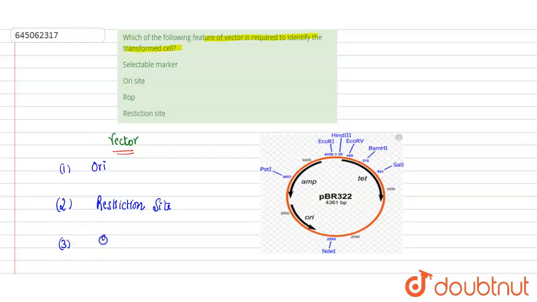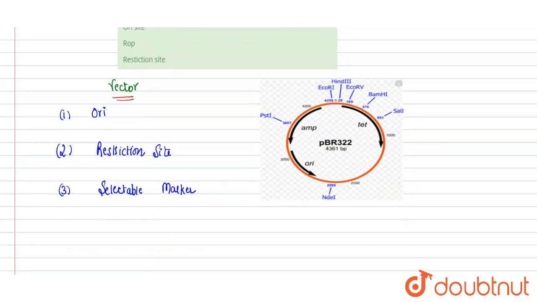Selectable marker is required to detect the transformed, or we can say recombinant, molecules from the non-recombinant cells or molecules. Because practically, if we think about genetic engineering, whether it is being transformed or not transformed, everything is present in a solution, and if you just look at the solution, you will find a simple buffer solution. There is nothing else which you can visualize through the naked eye.